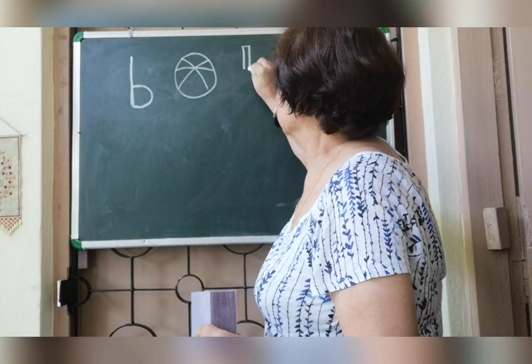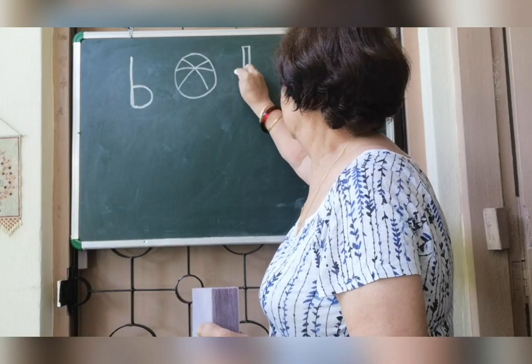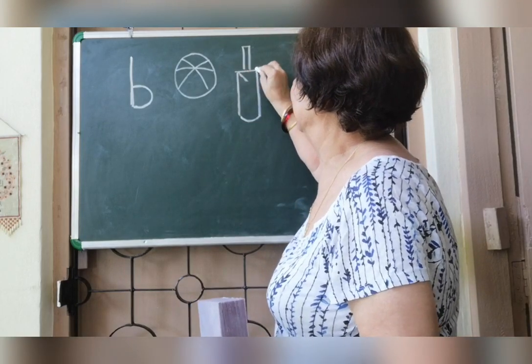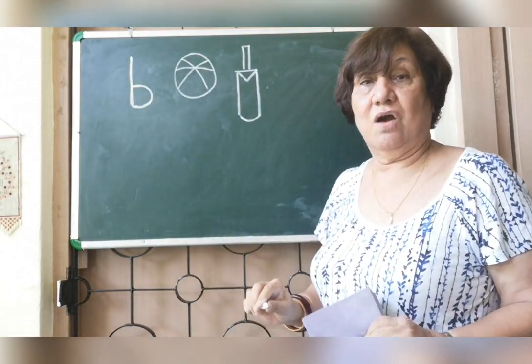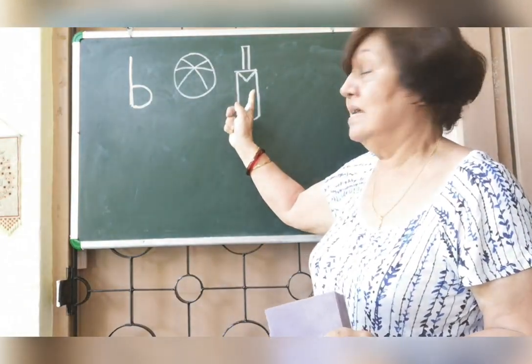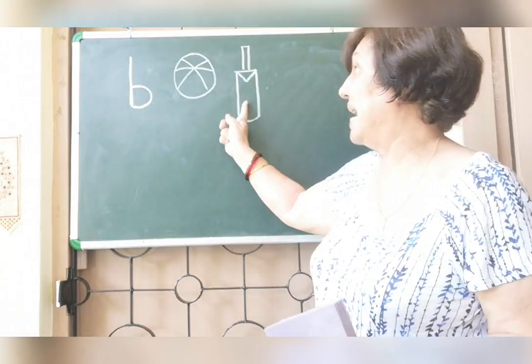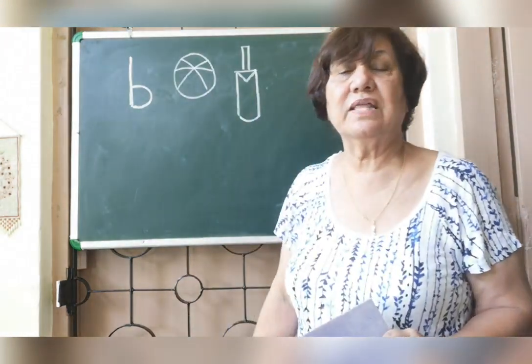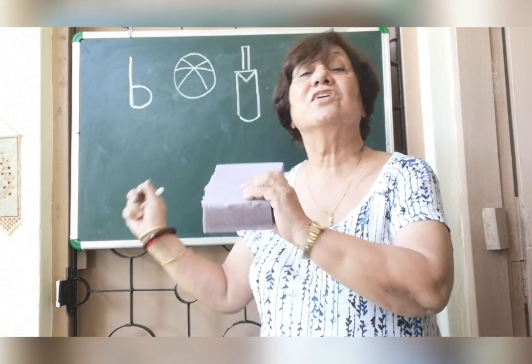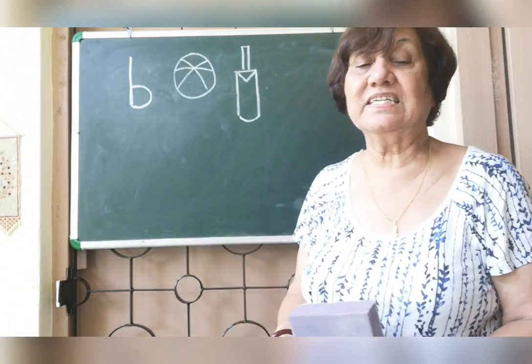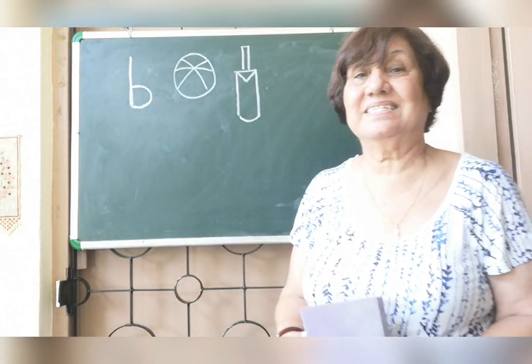The second object is a bat. B, B, bat. Now you can play some game with a bat and a ball. What game could that be? Come along, y'all know it. It is cricket. You can play cricket with a bat.